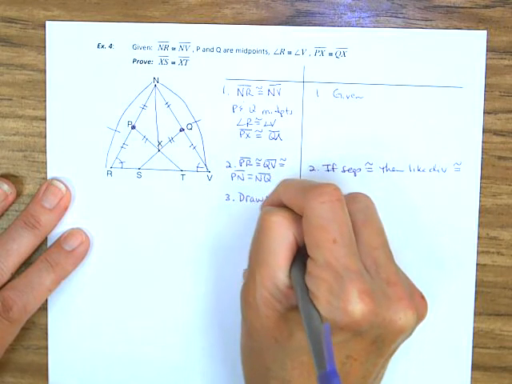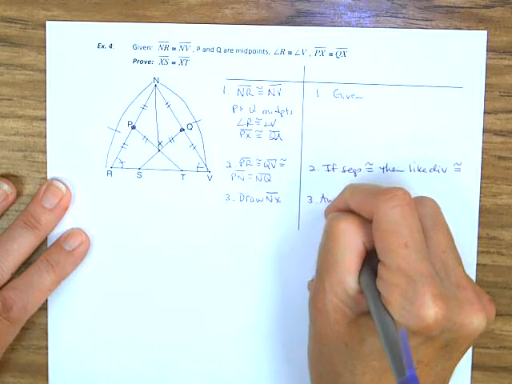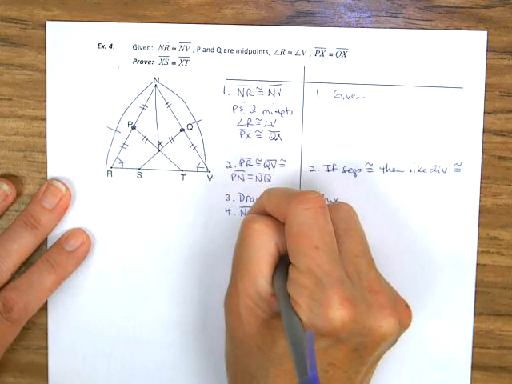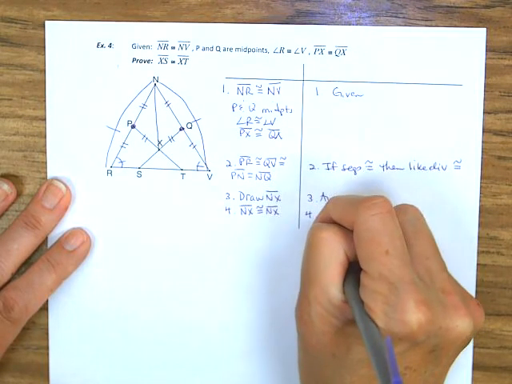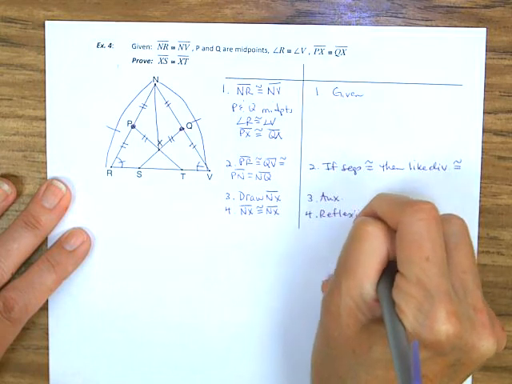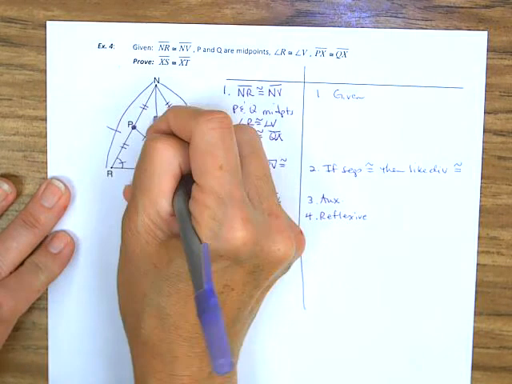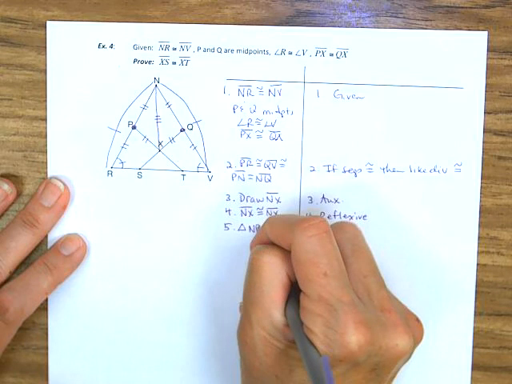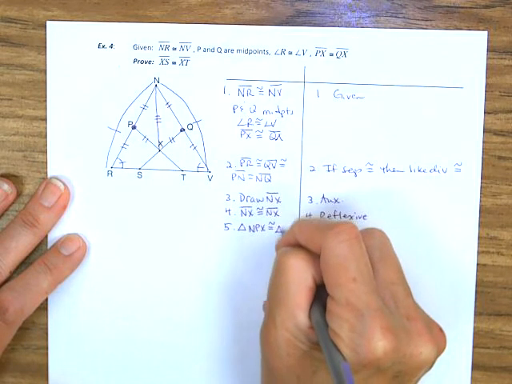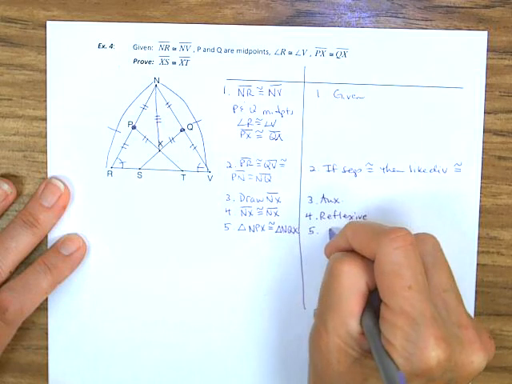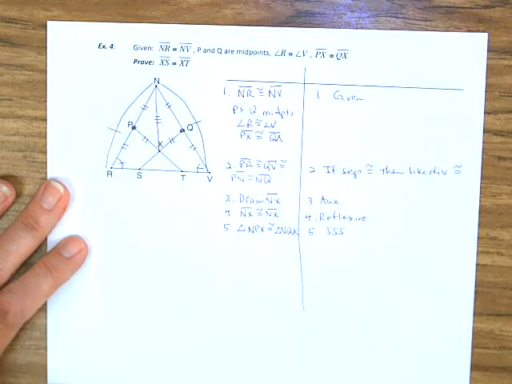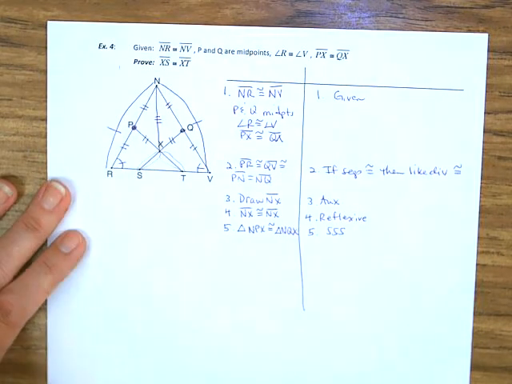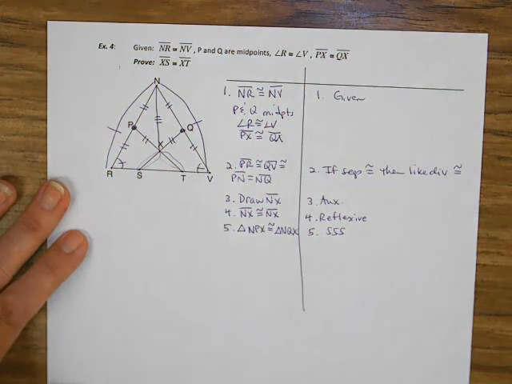So draw NX, auxiliary. Then if I do a little reflexive on NX, let's mark that one up with something different, I can get that pair of triangles congruent. NPX congruent to NQX. Side, side, side. And you might say, well, I don't really know why I need those because I'm trying to get XS and XT. Those are the pieces I need. So it doesn't appear that those seem to be helpful.